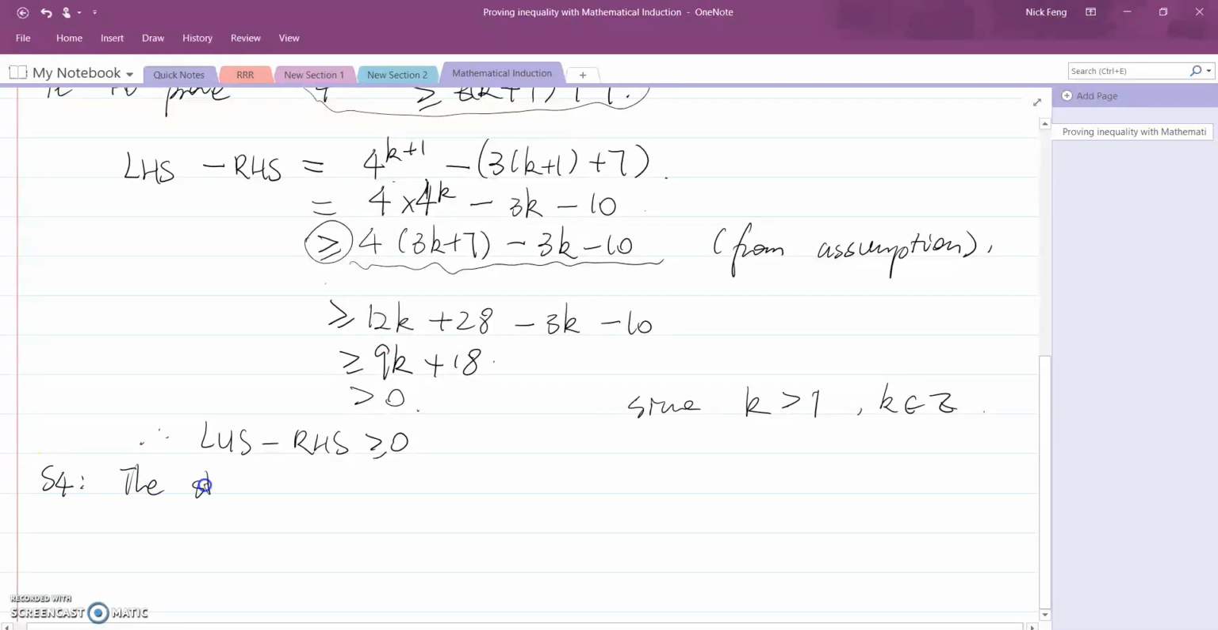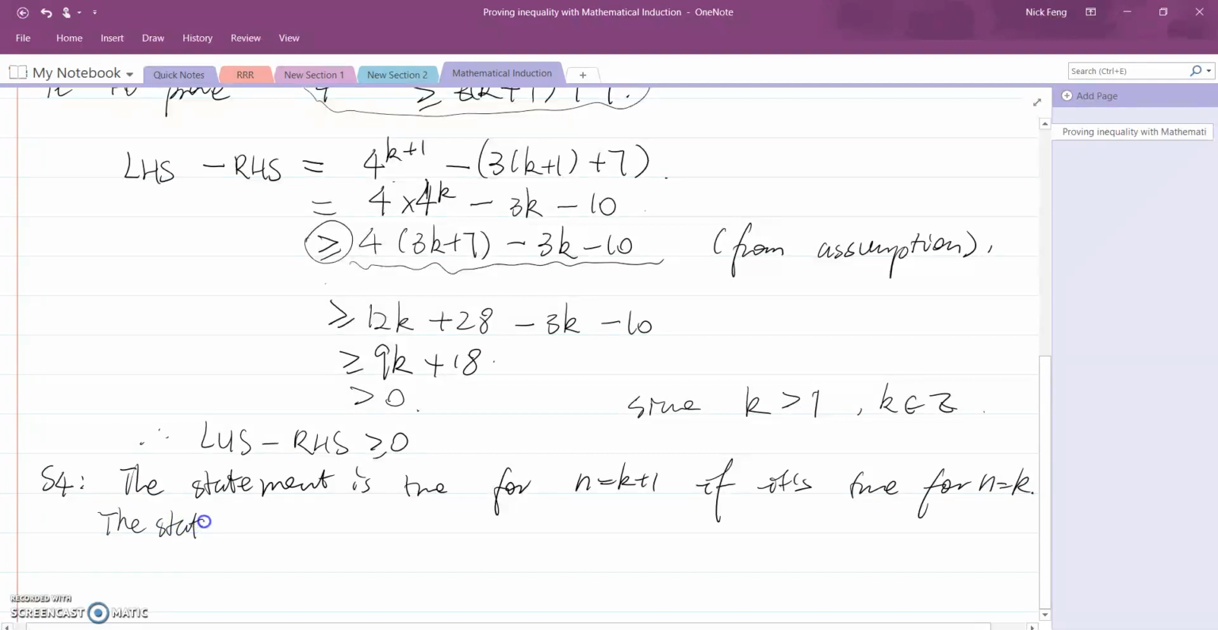Okay, therefore now we have step 4. The statement is true for n equals k plus 1 if it's true for n equals k. The statement is true for n equals 2 by mathematical induction.